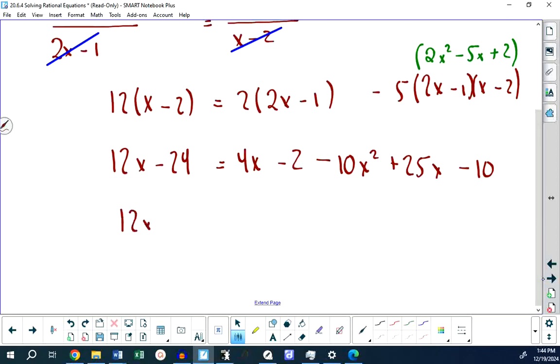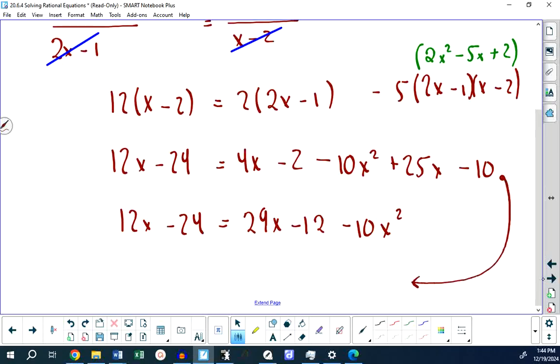You might decide to clean this up first, and I'm going to double check all my stuff here. 4x plus 25x is 29x. I have minus 12 and negative 10x squared. You might decide to do this first before you start moving everything to one side. I think many of you could probably go from here to this line. I think you probably could.